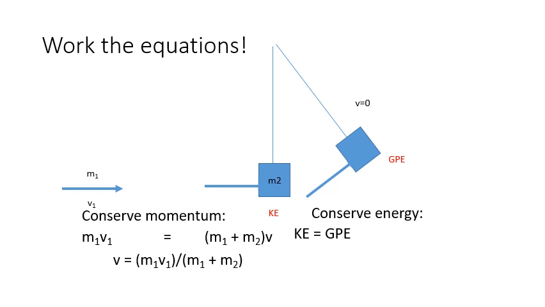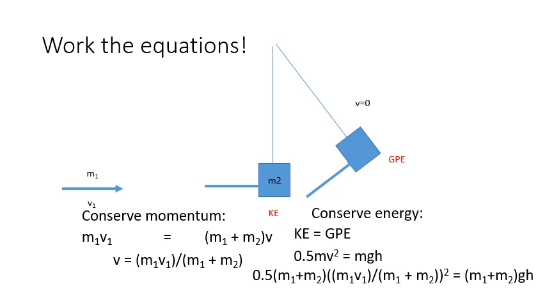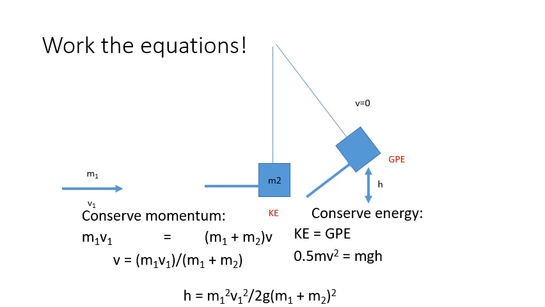The kinetic energy at the bottom is going to equal the gravitational potential energy at the very top where the velocity is 0. So it's going to be 1/2 mv squared equals mgh. That's going to be 1/2 times the total mass, m1 plus m2, times the velocity, which is that giant expression, m1 v1 over m1 plus m2, all squared. And it's going to equal m1 plus m2 times gh. One of those m1 plus m2 is going to divide away. H is going to end up being equal to m1 squared v1 squared over 2g times m1 plus m2 squared. If you work out the units of all that, it does work out to be just h.